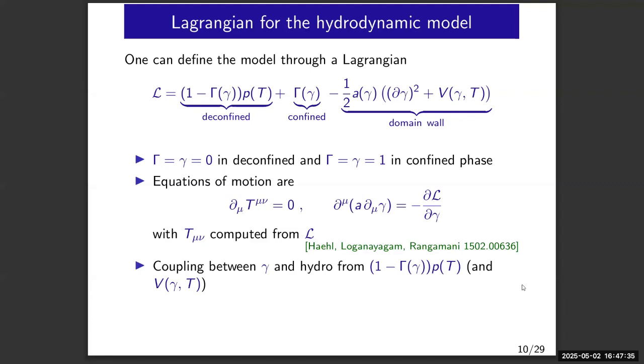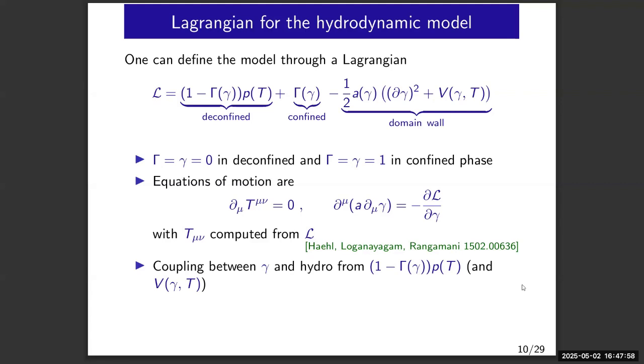And the conventions are such that both the capital and small gamma are 0 in the deconfined phase, and capital gamma and small gamma are both 1 in the confined phase. And the equations of motion are the conservation equation for the energy momentum tensor, and then the equation of motion for the order parameter, which is derived from this action.